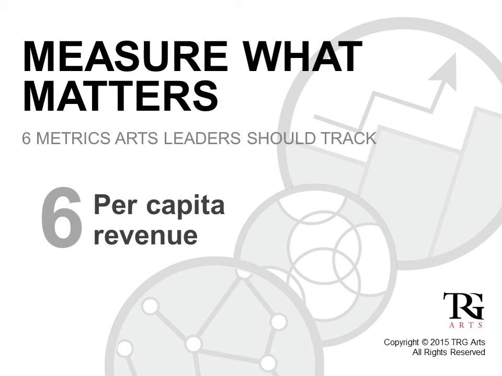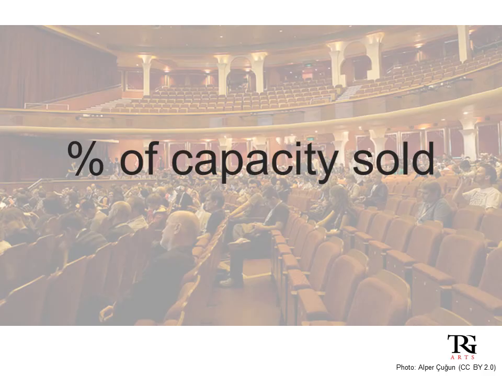We're doing a series on the 6 metrics that arts leaders should be tracking and managing. When it comes to pricing, many arts marketers think that the percentage of capacity sold is the most important metric to measure. This simply measures how well sold your events are. But what this metric doesn't tell you is if you're generating the most revenue that you can from each event, regardless of how popular it is.